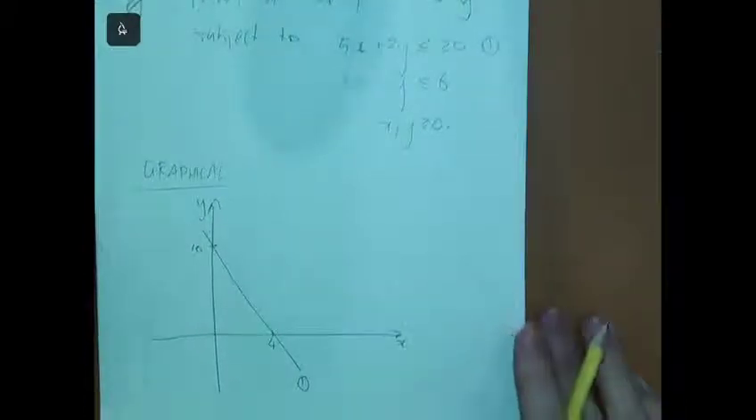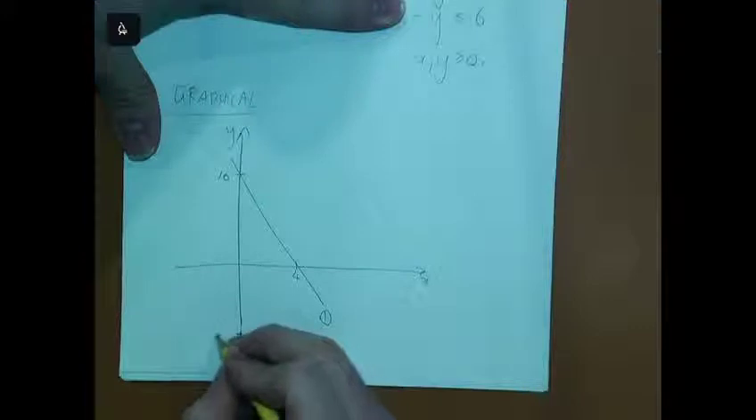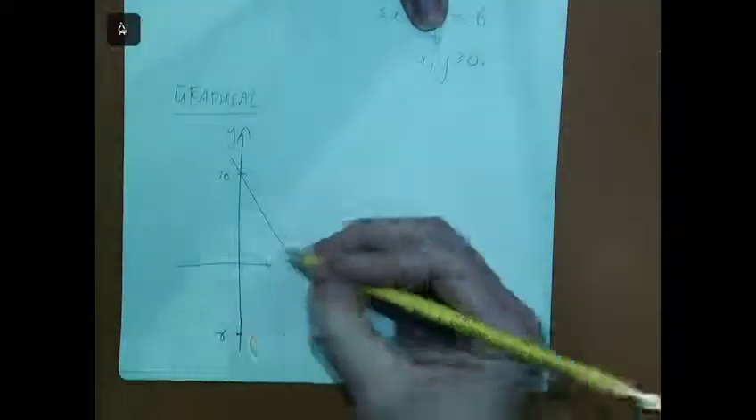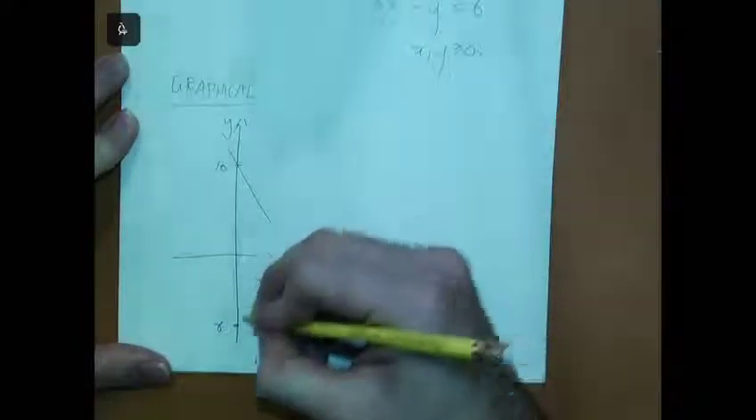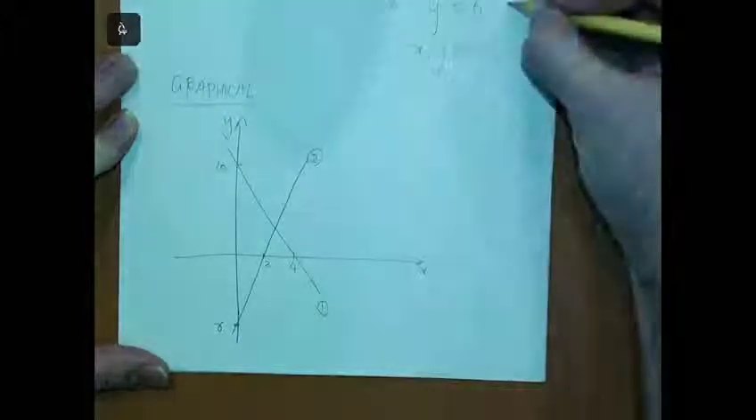I'm calling it 1 so I can label my lines on my graph. Okay, and the other line is 3x minus y equals 6. So when x is 0, y equals minus 6, which is down here. And when y is 0, x is equal to 2, which is here. And so that's this line here. Line number 2.